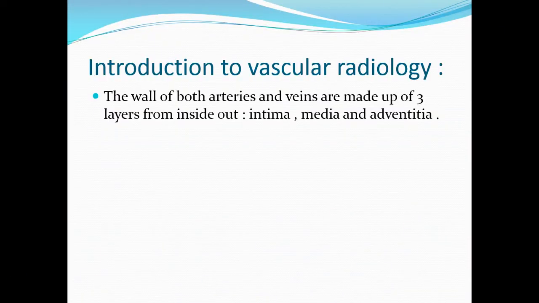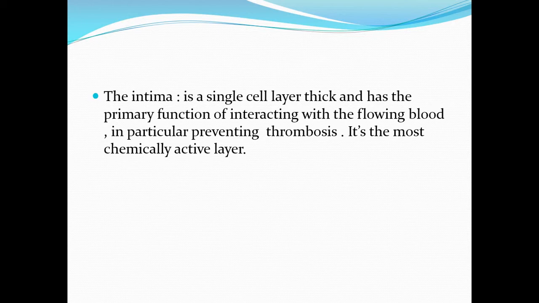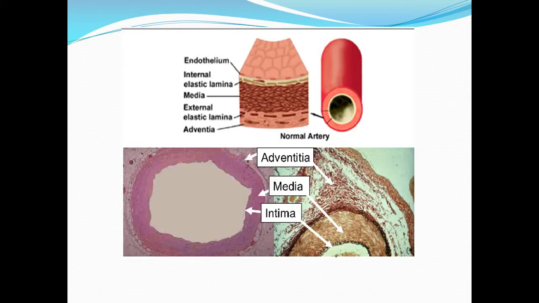First, we should know that the walls of the arteries and the veins are made of three layers. From inside out, they are the intima, the media, and the adventitia. The intima is a single cell layer, single cell thickness, with the primary function of interacting with the flowing blood. So it acts to prevent thrombosis, and it is the most chemically active layer.